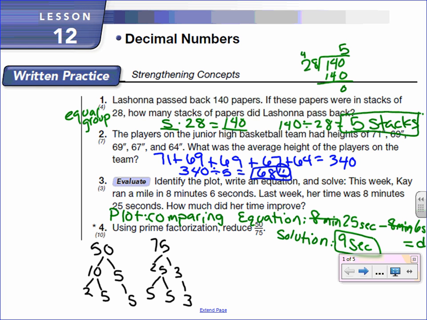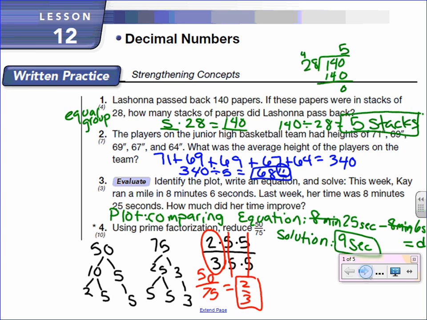3 is already prime. So 50 written in prime factorization is 2 times 5 times 5. And 75 written in prime factorization is 3 times 5 times 5. And then we go through and cross out the things that are in common. There's a 5 here and here, 5 on top and bottom here. So what's left is just 2/3. So 50 over 75 equals 2/3.